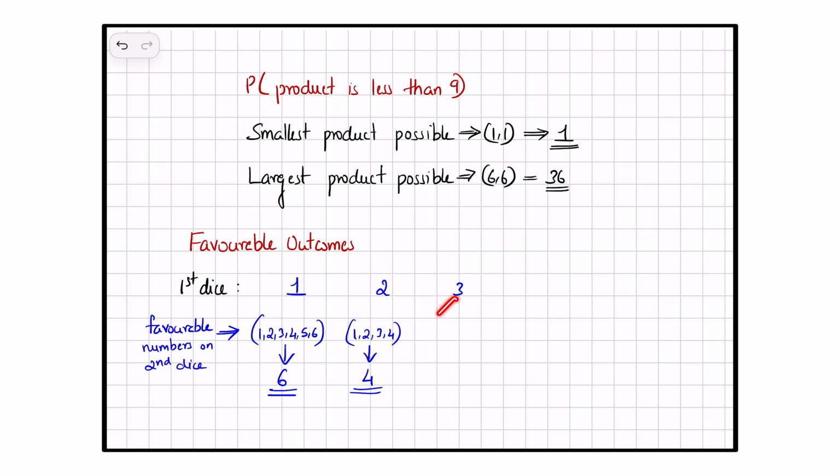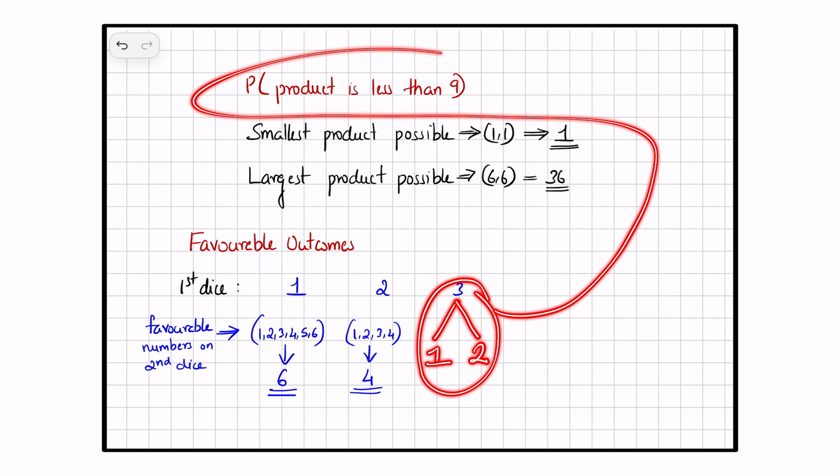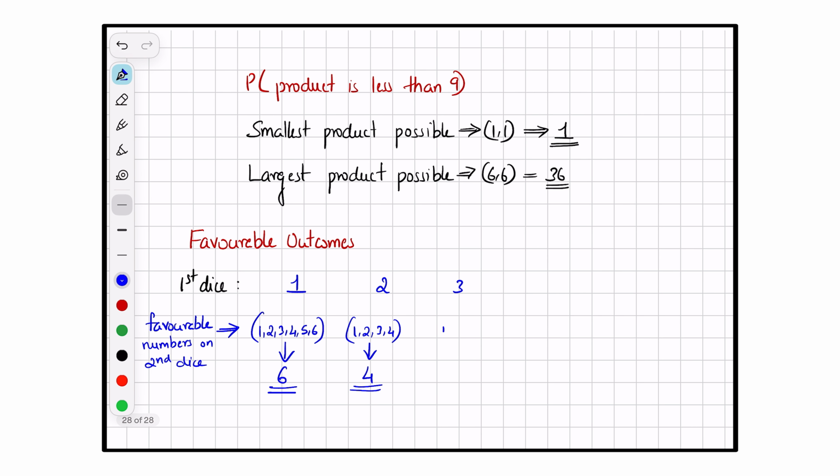What are the possible numbers for 3? 3 into 1 is going to be 3, it is less than 9, and 3 into 3 is 9, so it is equal to 9 and not less than 9. So only 2 possibilities are available, 3 into 1 and 3 into 2. Both will get a number less than 9. So 1, 2. That means I have 2 possible outcomes.